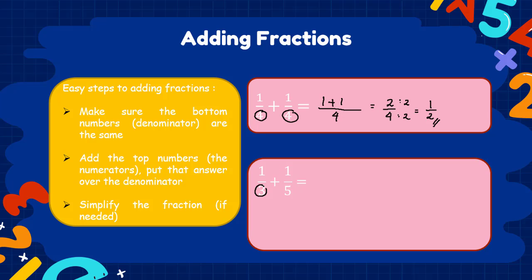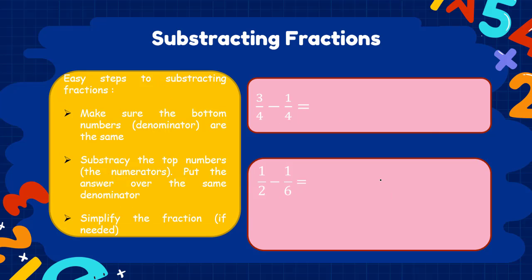And look at the second example. Both of the denominators are different, so we have to make them the same first. We have to find the LCM of 3 and 5, which is 15. And then 15 divided by 3 and multiplied by 1 gives 5, plus 15 divided by 5 and times 1 is equal to 3. So 8 divided by 15. So this is the simplest form.